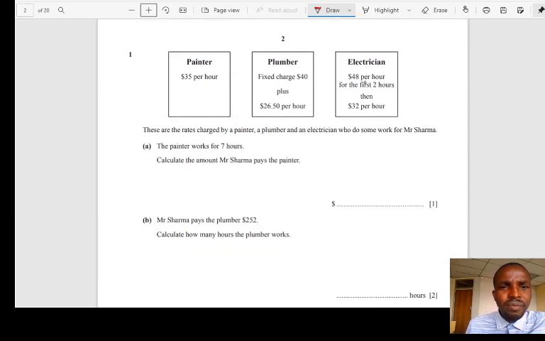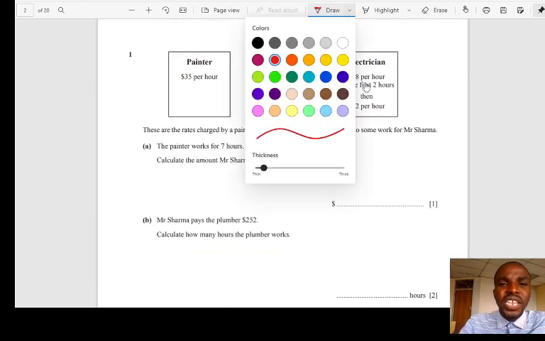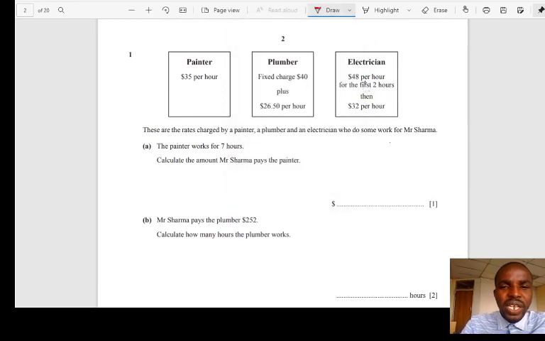Well, question number 1, as you can see on your screen, there's a painter, plumber, electrician. It reads, these are the rates charged by a painter, a plumber, and an electrician who do some work for Mr. Sharma. Part A, the painter works for 7 hours. Calculate the amount Mr. Sharma pays the painter. How much was paid to the painter?